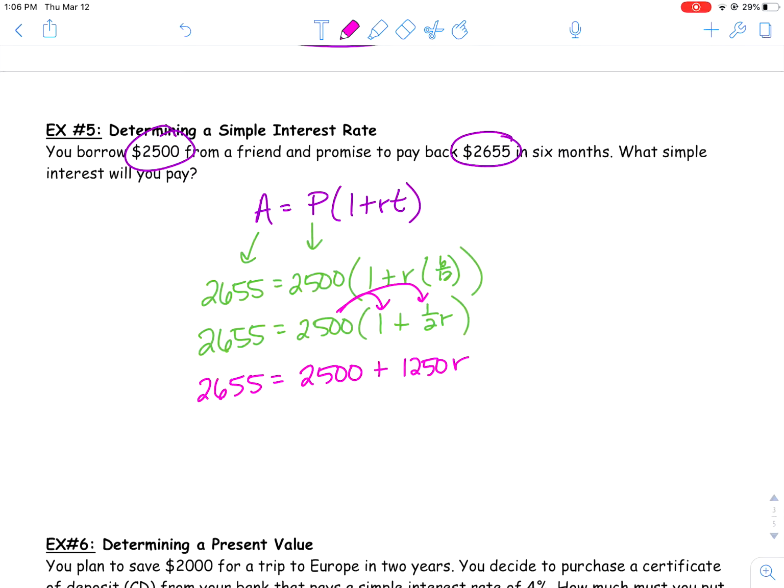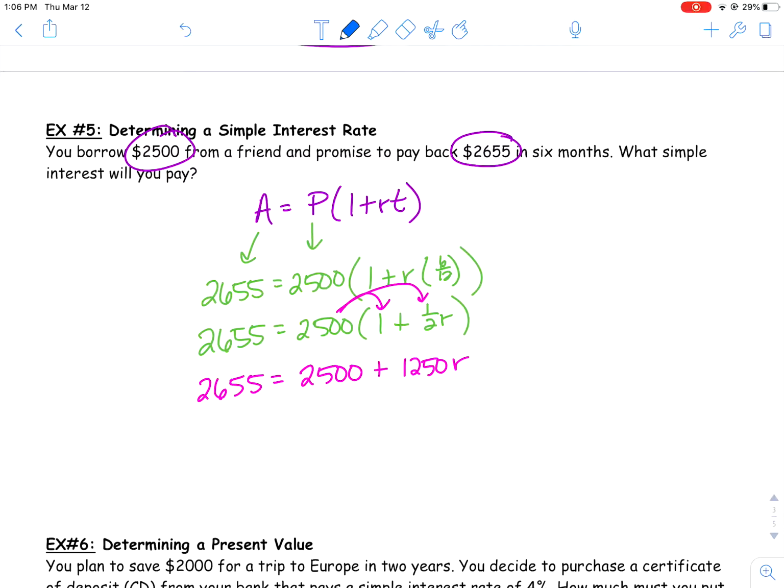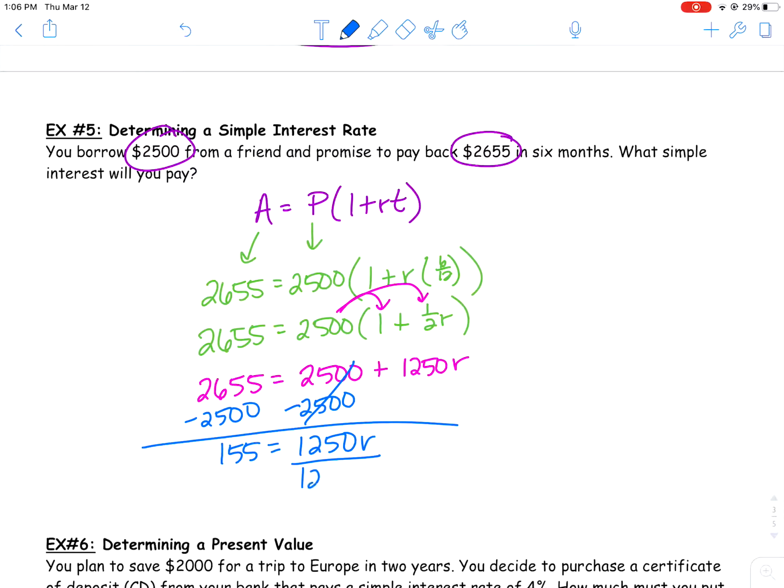So now let's just solve some simple algebra equation where we're trying to get R by itself. Let's go ahead and get rid of the 2,500 first. Since this is a positive 2,500, I'm going to move it over to the other side by subtracting. I end up getting 155 on this side. I end up having a 1,250 R on the other side. And I'm going to divide both sides by 1,250 so that I can get that away from the R. So I can figure out what R equals. Taking the 155 and dividing it by 1,250, I ended up getting R equals 0.124.